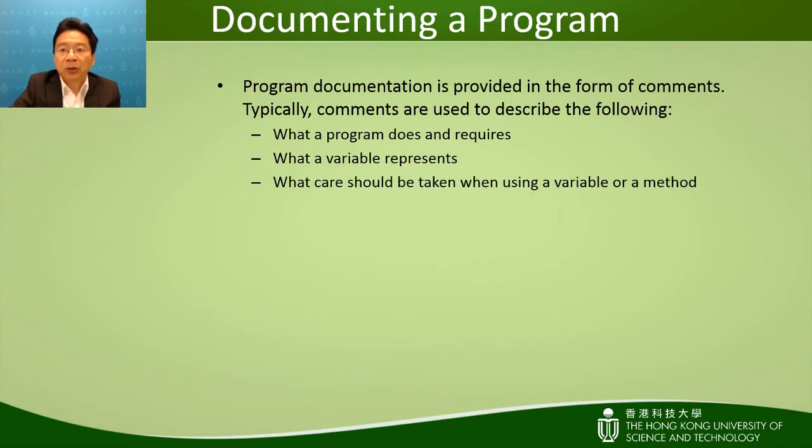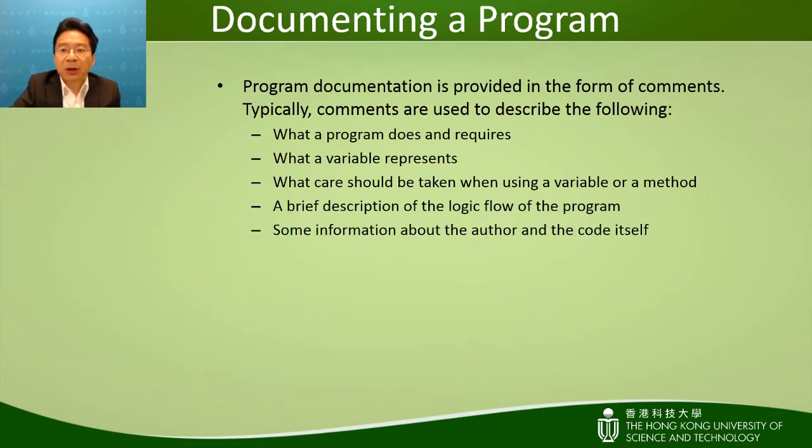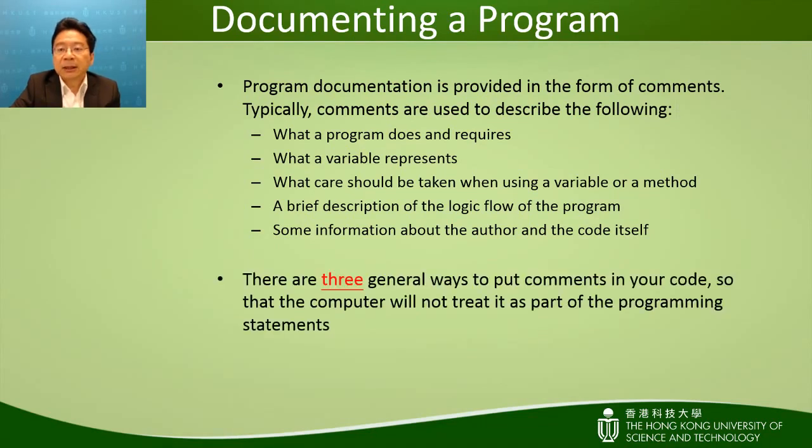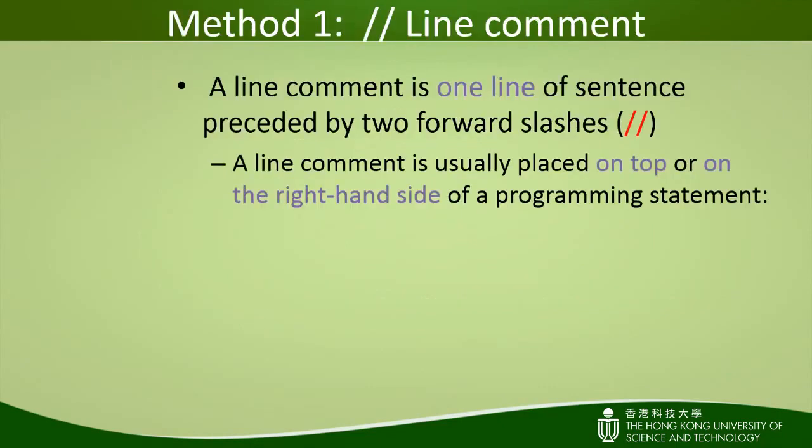What care should the program be taking when using a variable or a method? For example, the range of valid inputs and the type of parameters expected by a method. A brief description of the logical flow of the program. Some information about the author and the code itself so that people can track you down if others find problems with the code. These are three general ways to put comments in your code so that the computer would not treat it as part of the program statements.